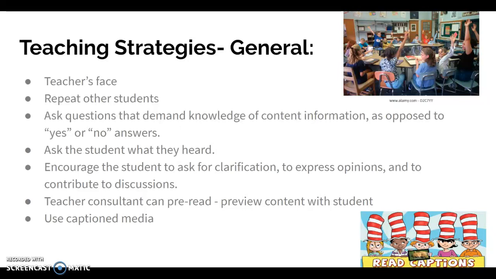If you ask a deaf child, can you hear me? They're always going to say yes. So instead of that, say, what did you hear me say? What is the first thing that we're going to do today? Or what book did I say to get out? What page are we on? Asking those WH questions are really important to check for understanding.